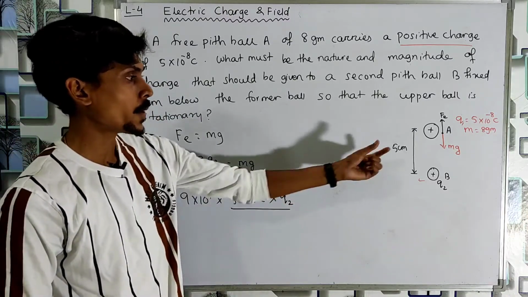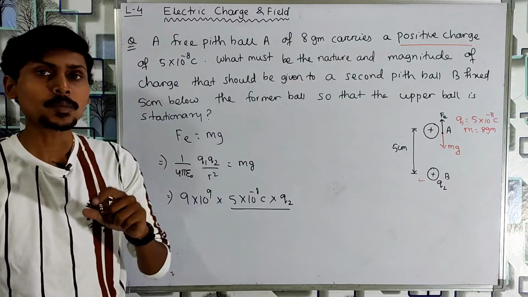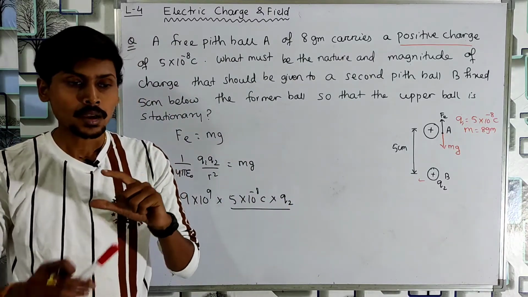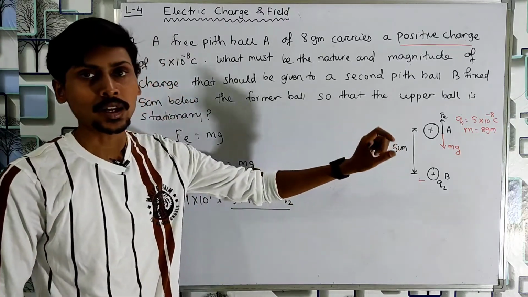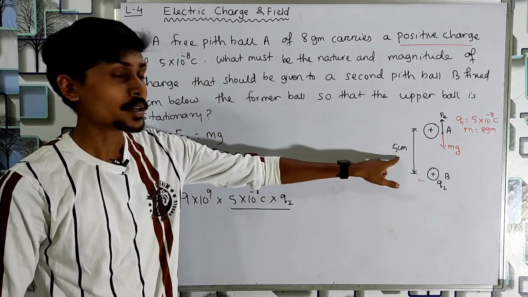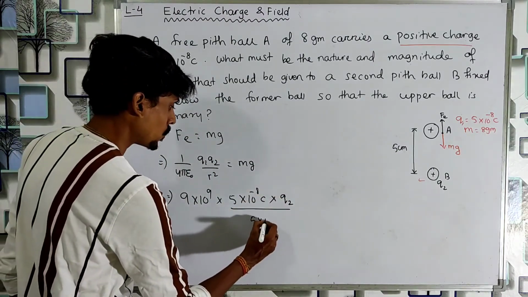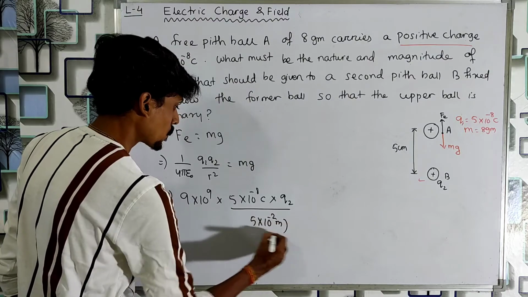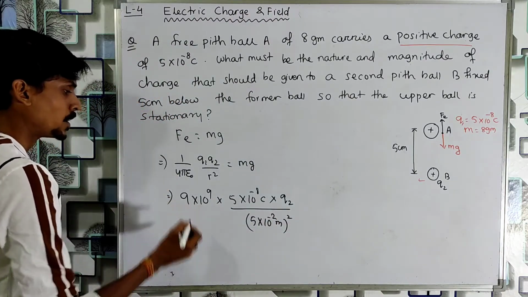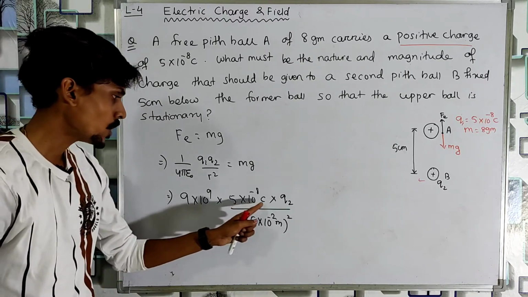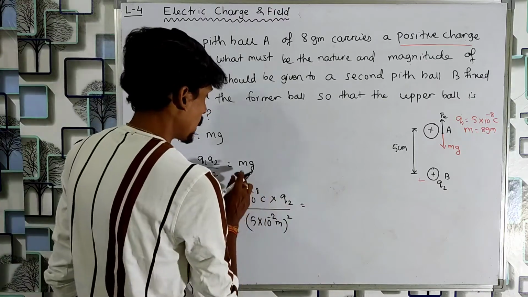R is given as 5 centimeter, but remember that whenever you are solving a numerical, you have to always express the quantities in SI system. So you have to convert the distance from centimeter to meter. So 5 centimeter is 5 into 10 to the power minus 2 meter. So 1 by 4 pi epsilon naught value is 9 into 10 to the power 9. This is q1 into q2 divided by r square. This should be m into g.